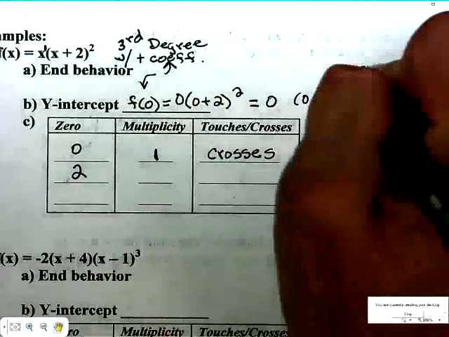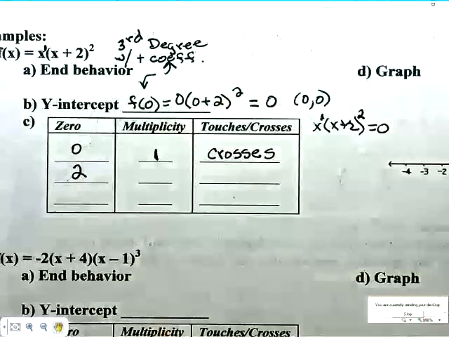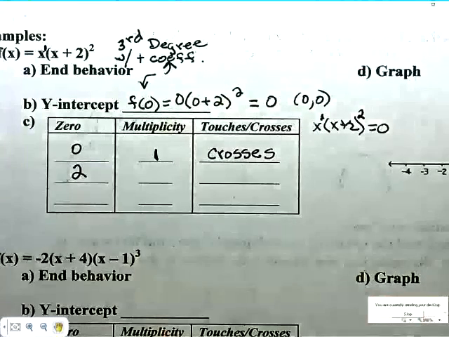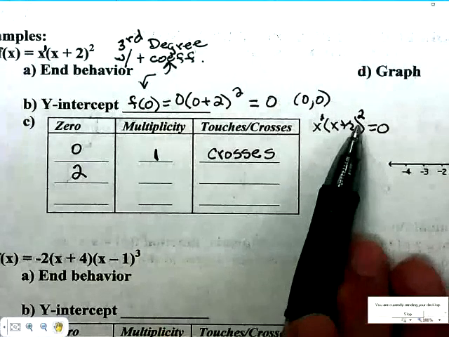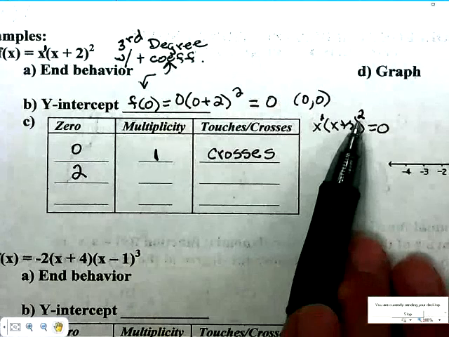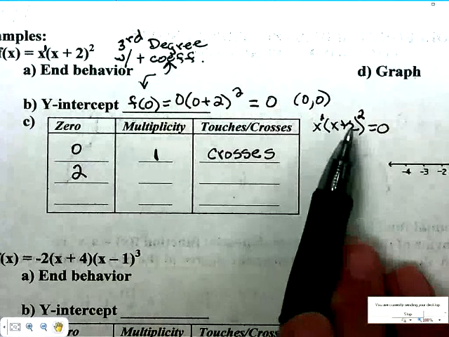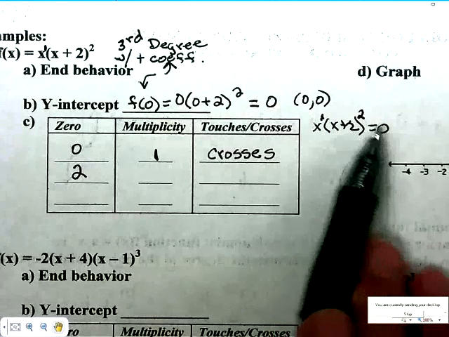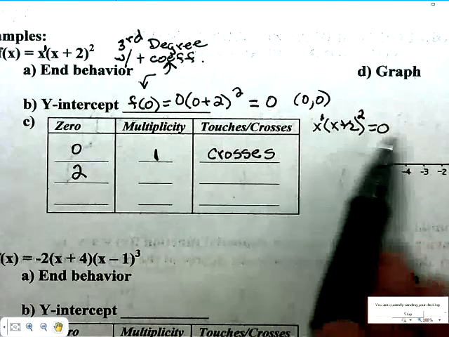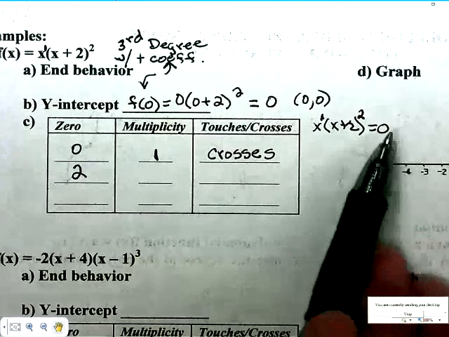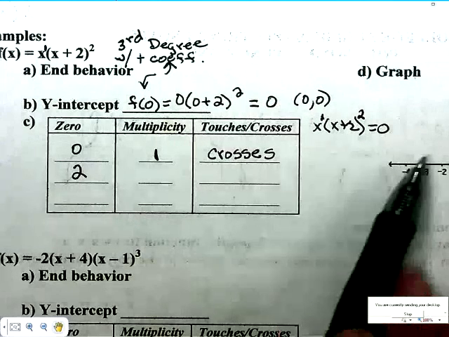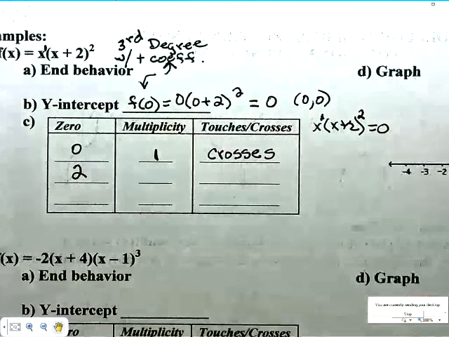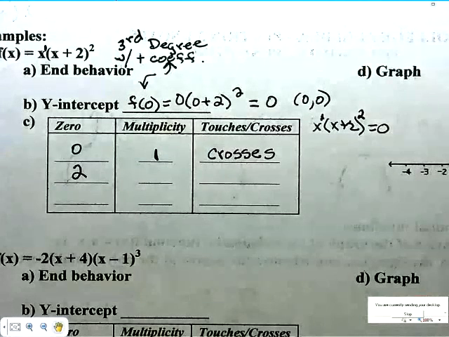I bet I know what was making a couple of you frown. I couldn't figure it out for a second, but was it because I didn't have the 2 there? Is that bothering anybody? If you set x plus 2 squared equal to 0, and take the square root of both sides, that's the same thing as just x plus 2 equals 0. So that's why I didn't write the exponent down. It doesn't give you an extra 0.